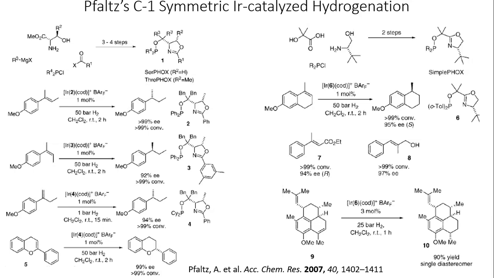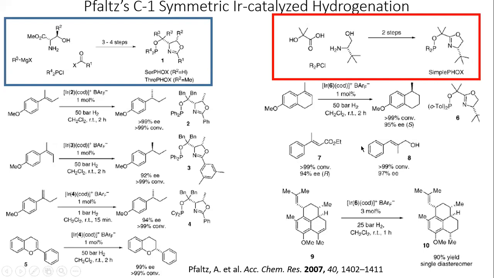Yeah, so you're able to hydrogenate this species that contains an ester in greater than 99% conversion and 94% EE for the R enantiomer. And then the same thing with this alcohol, right? This homoallylic alcohol, greater than 99% conversion, and then 97% EE.